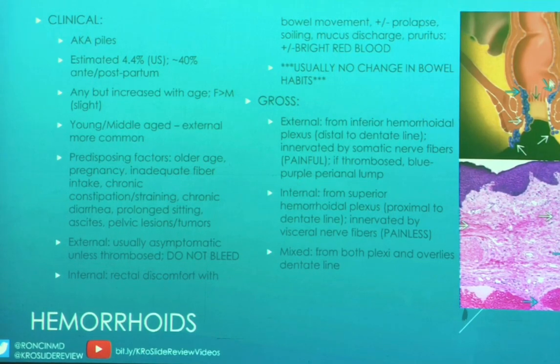Internal, however, come from your superior hemorrhoidal plexus. This is above the dentate line, and they're innervated by the visceral nerve fibers, so they're relatively painless, which I know sounds opposite to what we said here, but remember, thrombosed hemorrhoids are extremely painful, and discomfort is not the same thing as pain. So those are things you want to keep in mind. And mixed just means it's crossing that dentate line, and here's your dentate line. So they have features of both.